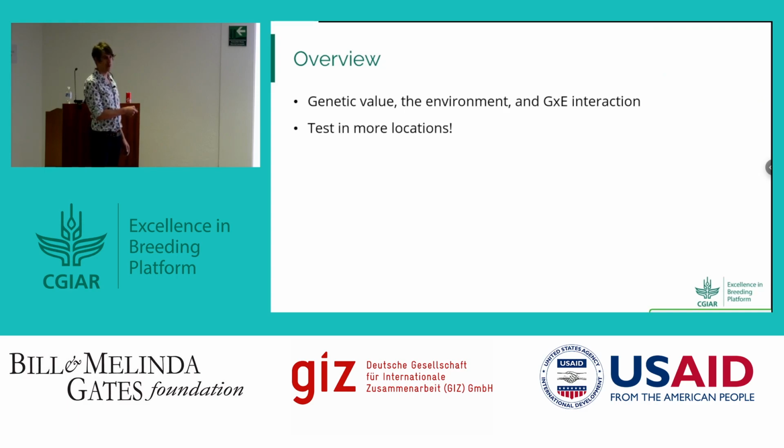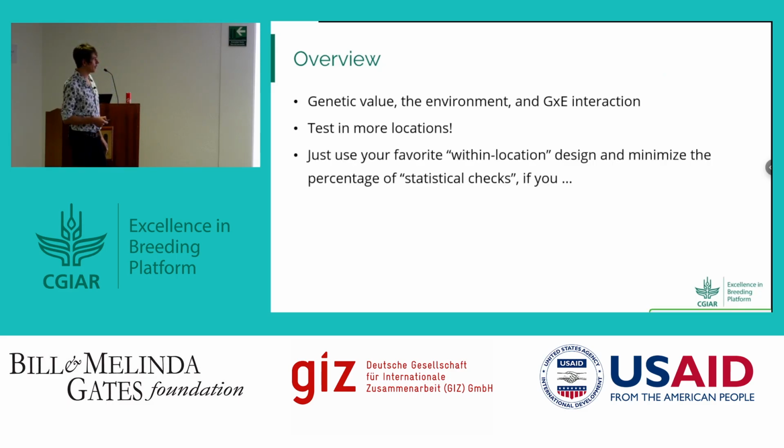First one is test in more locations, at least in most cases, more locations rather than more replications per location. Second one, regarding the within location field designs, which means alpha lattice, RCBD, whatever you use. Basically, use whatever you want to use as long as it is still a kind of design, as long as it uses things like replication, randomization, and so on. And minimize the percentage of statistical checks you're using. I'm going to tell you what I mean by statistical checks later.